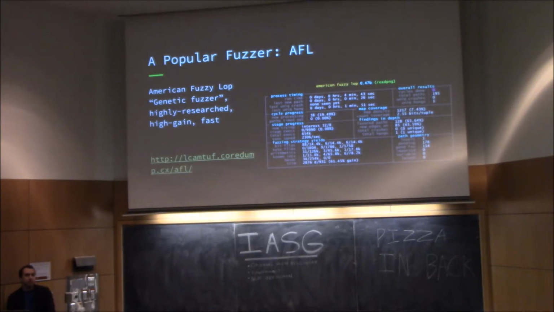It's typically easier to use a well-developed and previously vetted fuzzer, and one of those really popular ones is AFL, which is American Fuzzy Lop. They call it a genetic fuzzer. It's very highly researched, it's very fast, and high gain, whatever that means in this context, but you pretty much point it at your program and tell it how the input's supposed to look, and it'll start fuzzing that, providing random input of different lengths, different content, whatever it can to try to get it to crash.